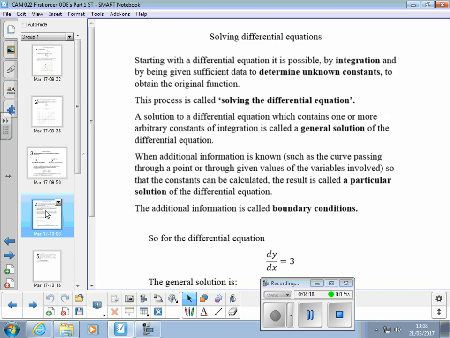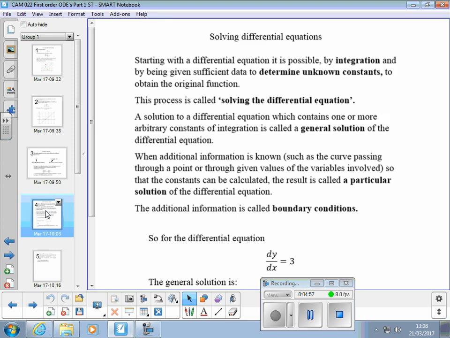A solution to a differential equation which contains one or more arbitrary constants of integration is called a general solution. So that initial equation we had with the plus c is the general solution to that differential equation, dy by dx is equal to 3. When additional information is known, such as the curve passing through a point or through given values of the variables involved, so that the constants can be calculated, the result is called a particular solution for that differential equation.